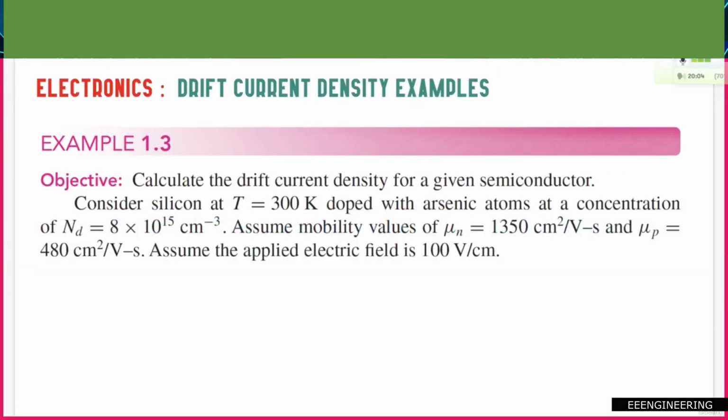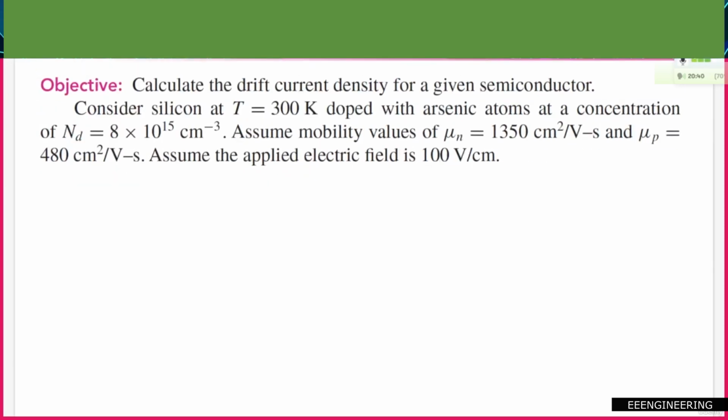Hello everybody, in this video we are going to solve an example about drift current density. So the first one says, calculate the drift current density for a given semiconductor. Consider silicon at T equal to 300 K, which is room temperature by the way. It is doped with arsenic atoms at a concentration of Nd equal to 8 times 10 to the 15. The important notation in here is that we have Nd, meaning that we have a donor impurity. We are also asked to assume mobility values as given and assume the applied electric field is 100 volts per centimeter. So we're going to calculate the drift current density for that semiconductor.